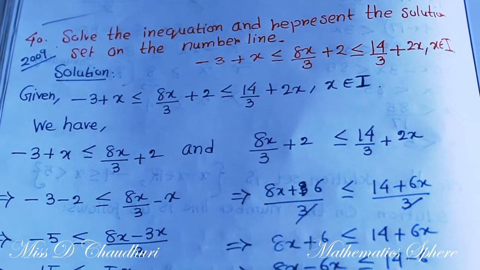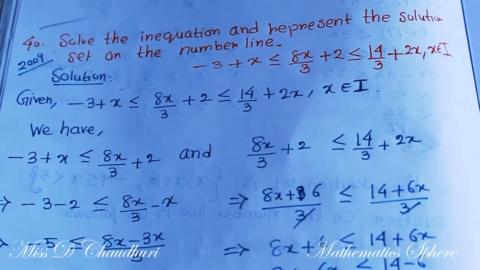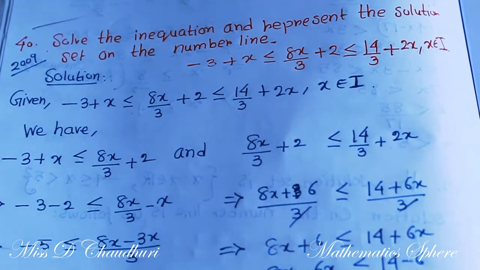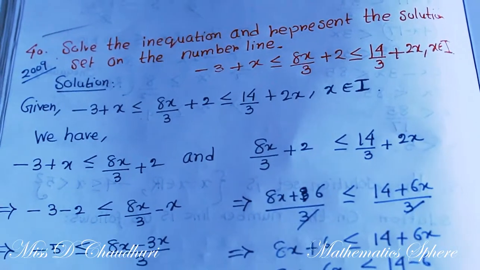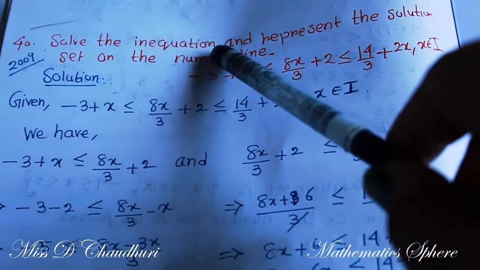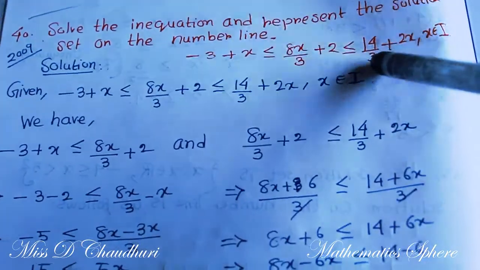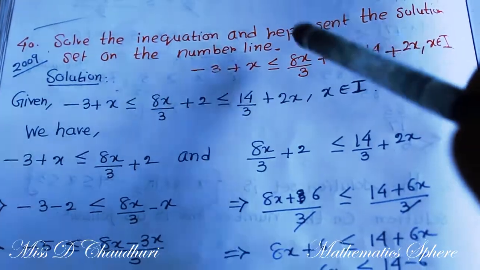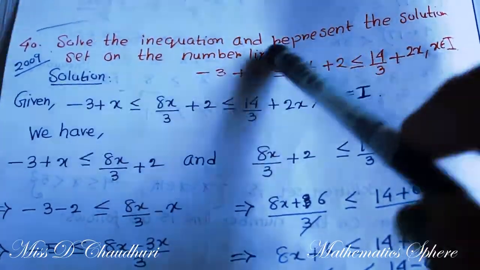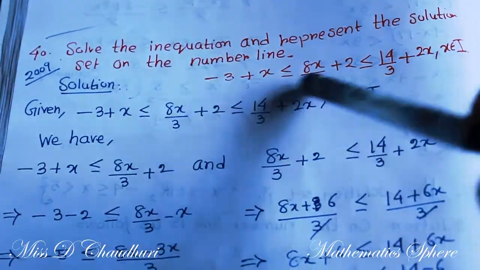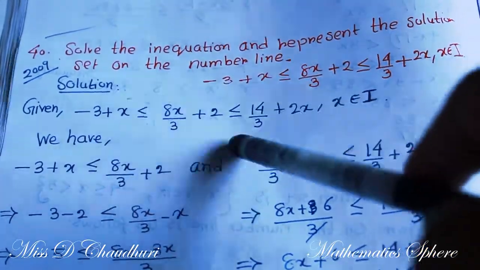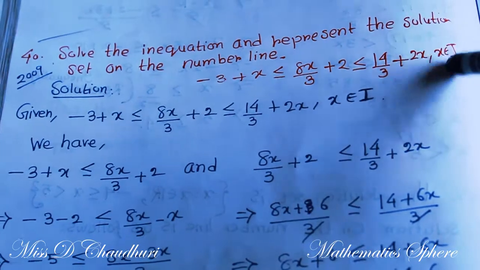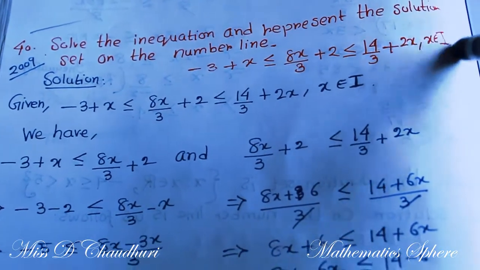See another similar type of question they have given. Solve the inequation and represent the solution set on the number line. This question came in 2009. Okay, so here also the inequation which is given is a bit longer, but here also two inequality signs are there. So here again we will separate the two, this part and this part, and solve to get the range of x. And here x belongs to I, that is, x will belong to integers.